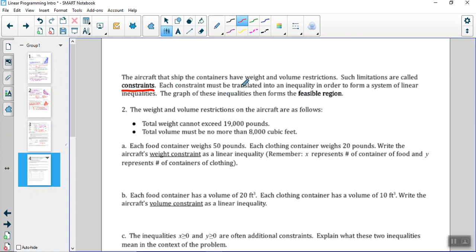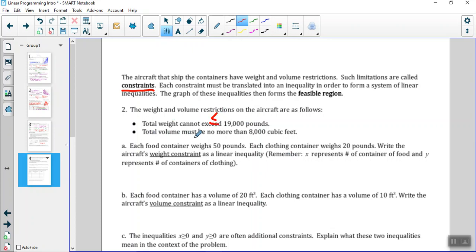Each constraint must be translated into an inequality in order to form a system of linear inequalities. The graph of these inequalities then forms the feasible region. So here are our restrictions. The weight cannot exceed 19,000 pounds. So you have to think to yourself, if it cannot exceed 19,000 pounds, that means it could be 19,000 or less. So that would be a less than or equal to.